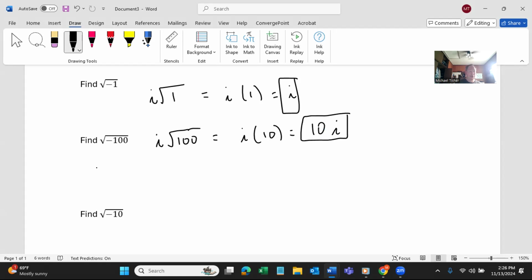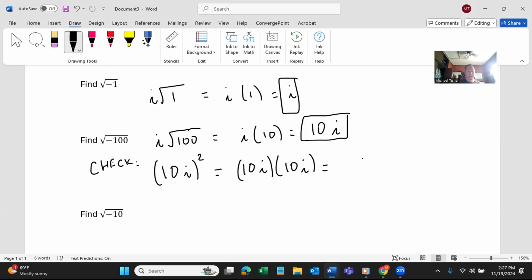Now, we can go ahead and check this to make sure. To check it, if we square 10i, we should get back the -100. Let's see if we do that. So 10i squared is just 10i times 10i. Okay, 10 times 10 is 100. i times i is i squared. Then we have 100 i squared. i squared, by definition, is the same as -1. So 100 i squared becomes 100 times -1, which is -100. So it checks out.